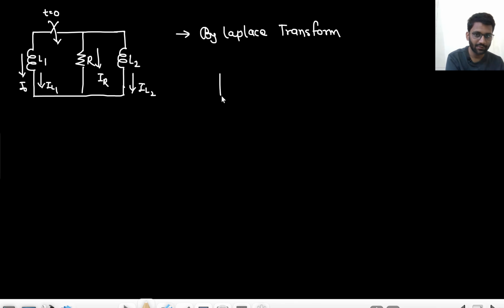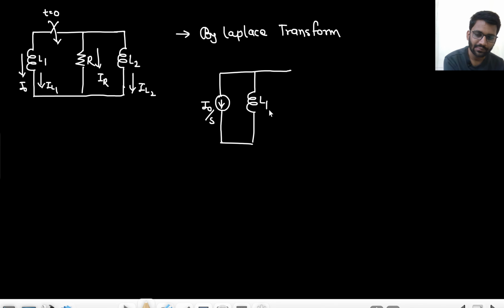The current I naught is flowing in the downward direction. This is I naught by S. And then in parallel we have L1S, then in parallel we have a resistance R, and then in parallel we have L2S.